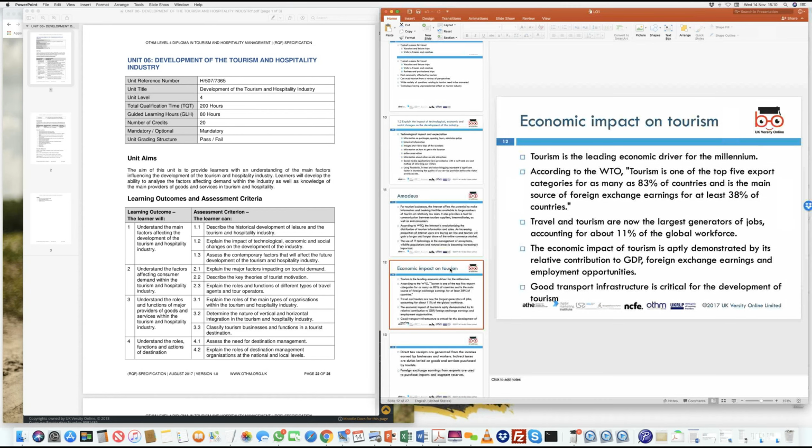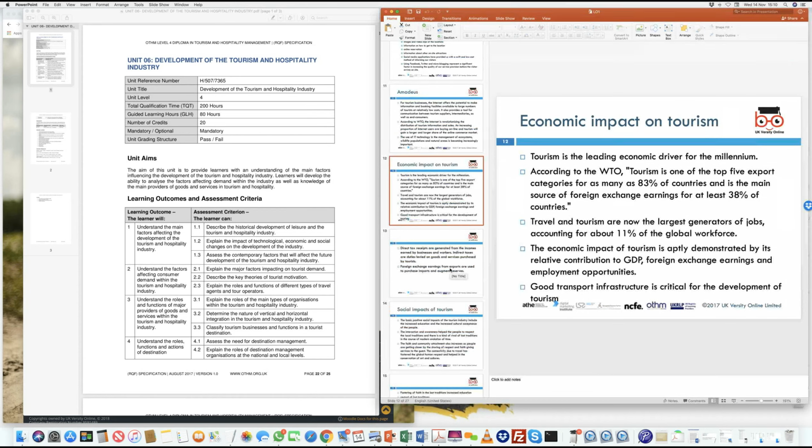Let's look at, in one or two slides, what the economic impacts are. Now, the World Travel Organization says that one of the top 5 export categories today in most developing countries is tourism, because this allows for the flow of money to happen across different countries.